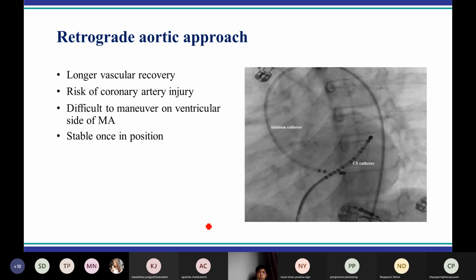For the retrograde aortic approach, you have to puncture the artery and go up into the aorta, so there is a risk of aortic injury. Also, you approach from the left ventricle, where there is a coronary artery ostium around that area. This could result in injury of the coronary artery system. It is more difficult to move the catheter inside the ventricle, but when it reaches the position that we want, it is stable and it could generate more heat.